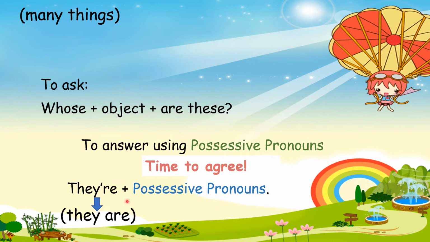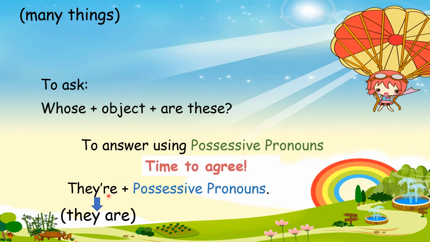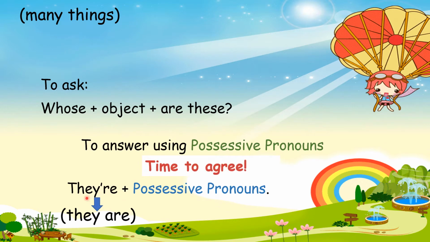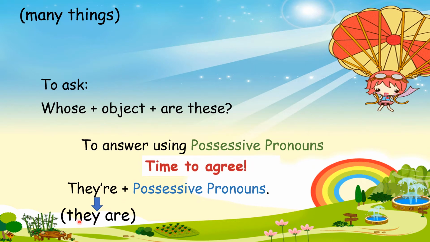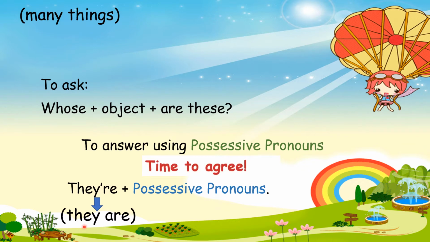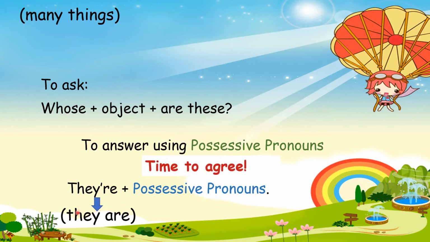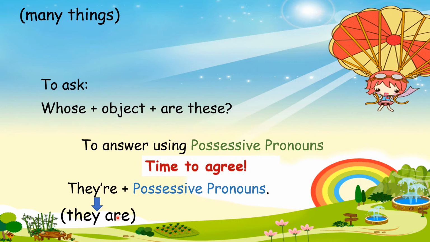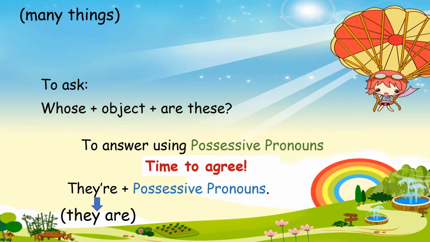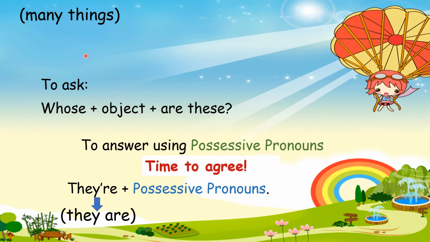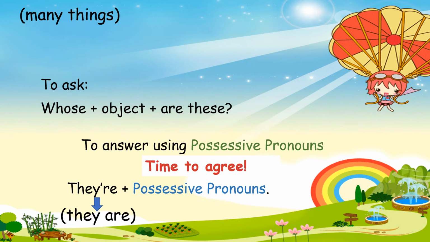Now, notice the word "they're" here. T-H-E-Y-'-R-E. This word stands for the words "they are." Now, "they are" is pointing at many things. When we use "they are," we mean to say we are talking about many things.